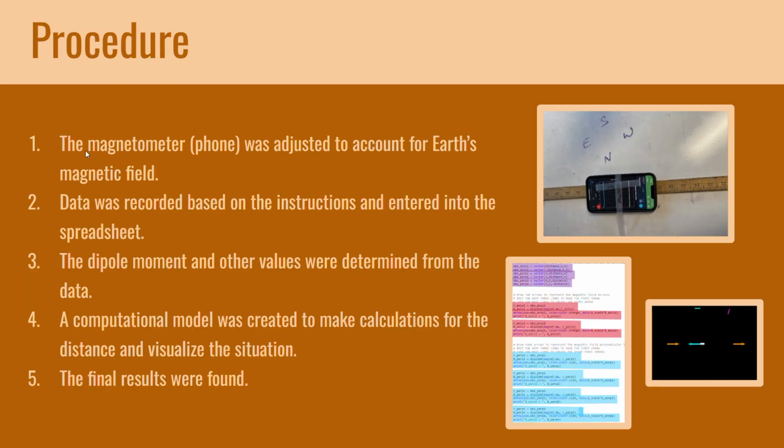For a quick overview of the procedure, like I just said, the magnetometer, which was the phone, was adjusted to account for Earth's field. Data was recorded based on the instructions, off axis, on axis, everything, and entered into the spreadsheet. The dipole moment and other values were determined from the data. They were calculated. We'll get into that in a bit. And then a computational model was created. Here's a preview of some code and the model right there, to make calculations for the distance and visualize everything and the arrows. And then it gave me the final results.